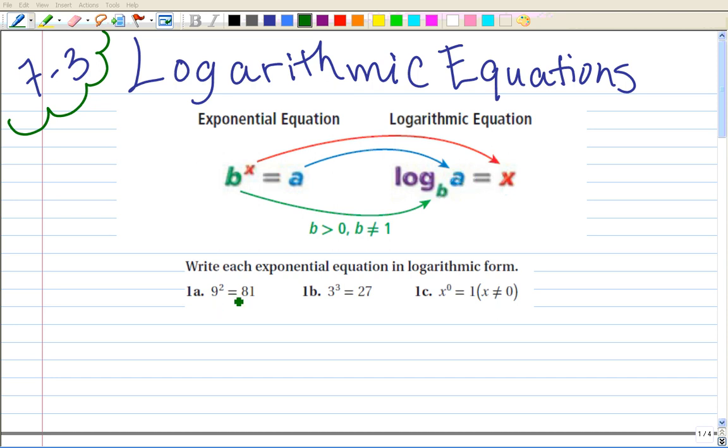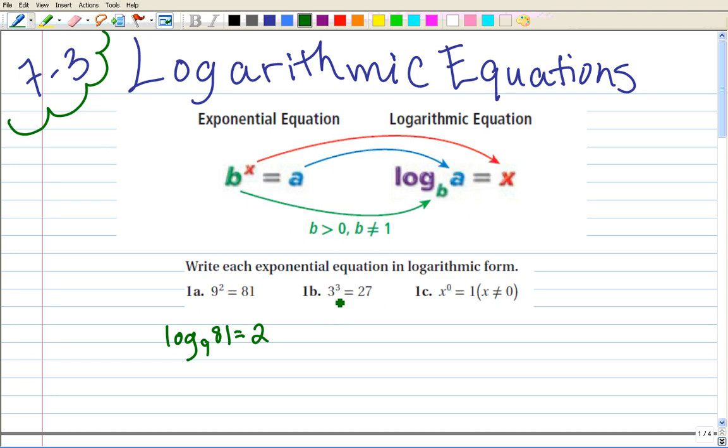So in these examples, let's start off by writing these in logarithmic form. So on 1a we have 9 to the second equals 81. Yes, we know that's true, but we're wanting to rewrite this as a logarithmic equation. So I'll have log base b, so remember b to the x, so my base b is 9. I end up at 81, and my log is equal to my exponent. So the exponent that I put on the 9 to get to 81 is 2.